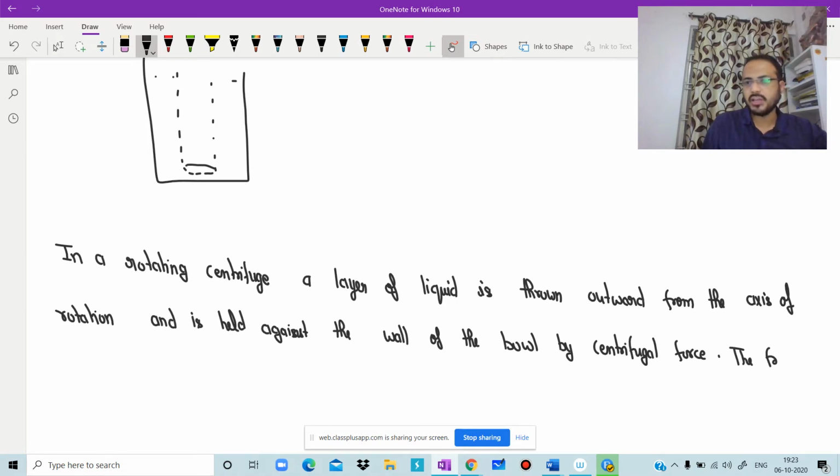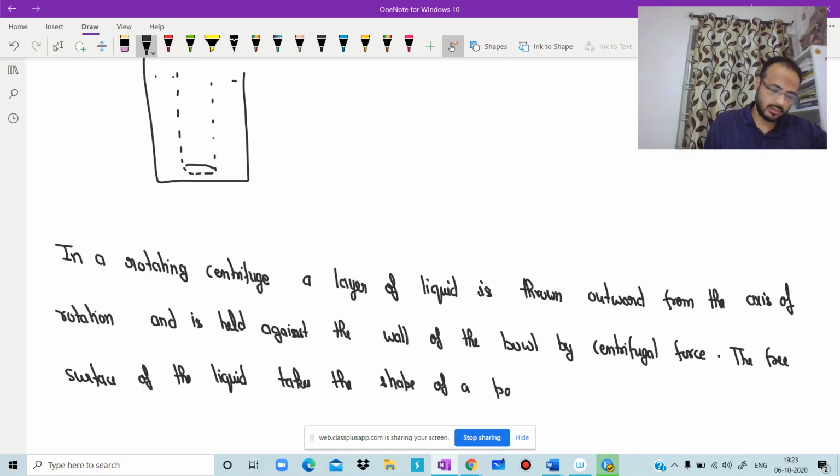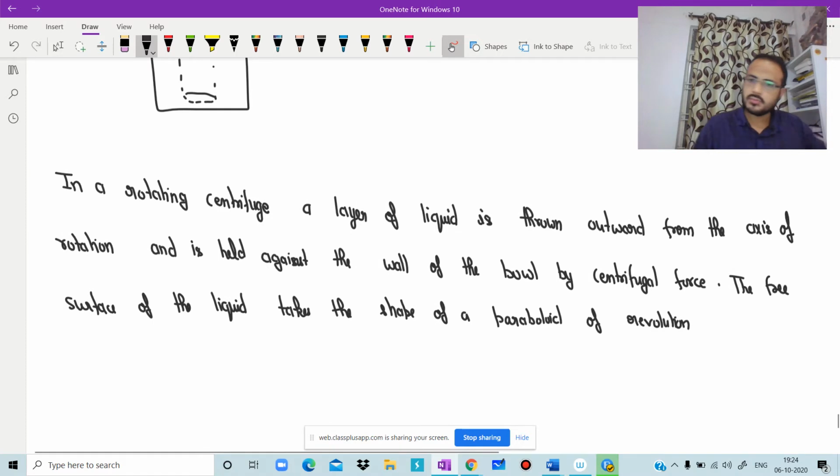And the free surface of the liquid takes the shape of a paraboloid of revolution. Is it clear?